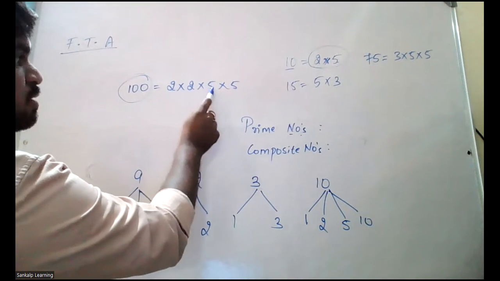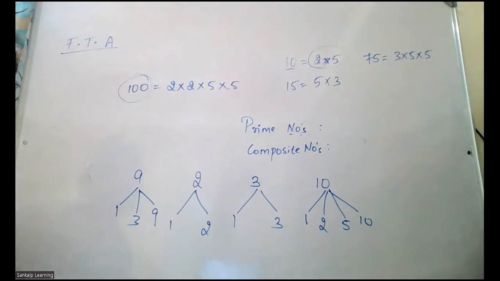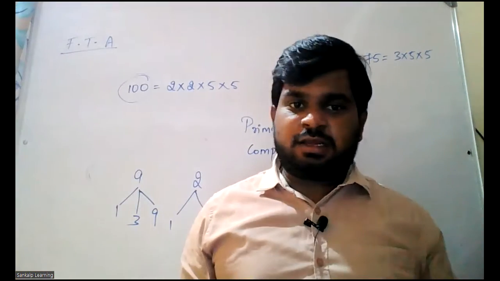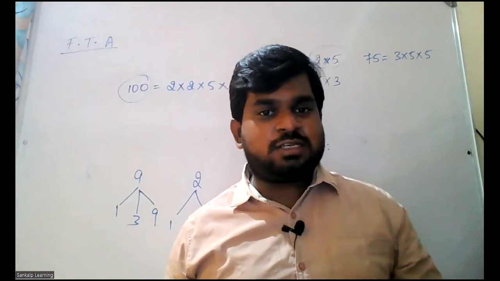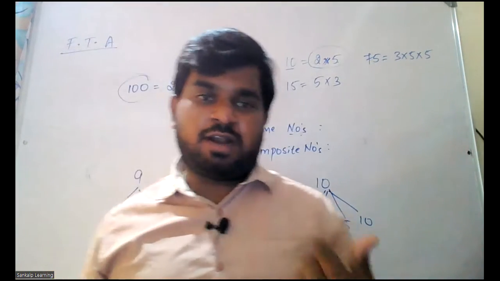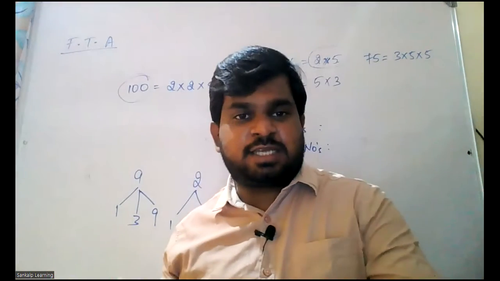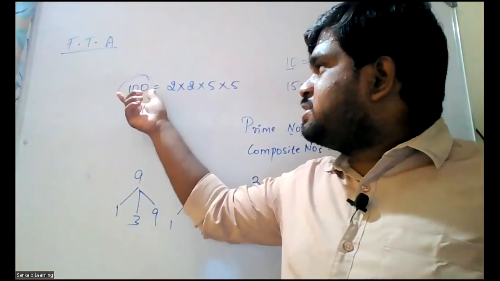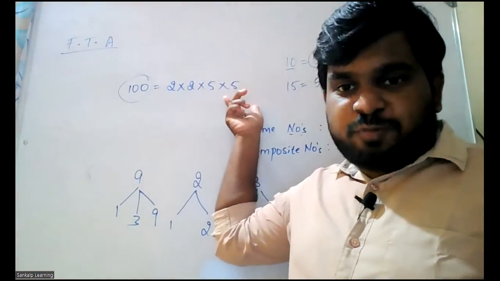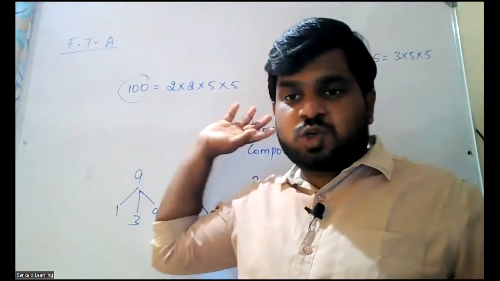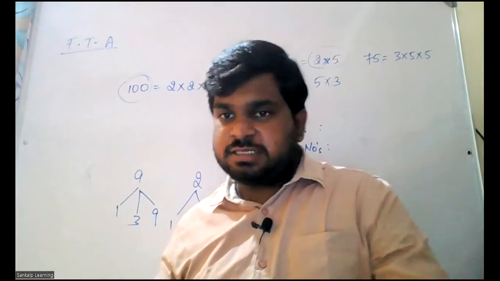Only prime numbers in the product. So this is known as the fundamental theorem of arithmetic. In shortcut, we also call this prime factorization, the prime factorization of a given number. Factorization is basically expressing in terms of a product. This number is expressed in terms of a product, and in this product we have got only prime numbers, so we also call this prime factorization.